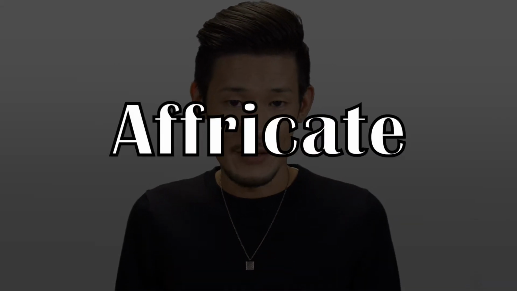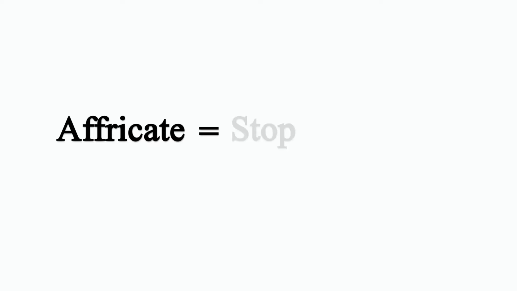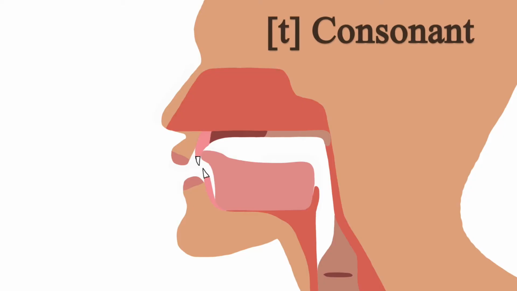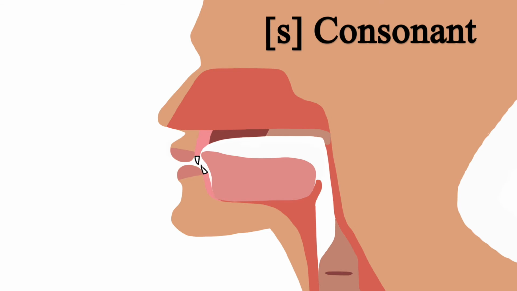Third, affricates. With affricate consonants, you first make a stop sound, and then you quickly make a fricative sound. So affricate consonants are made up of 2 different consonant sounds, a stop and a fricative. For example, the TS sound, as in ts, you first make the T stop sound, and while releasing the air, the sound moves into the S fricative sound.